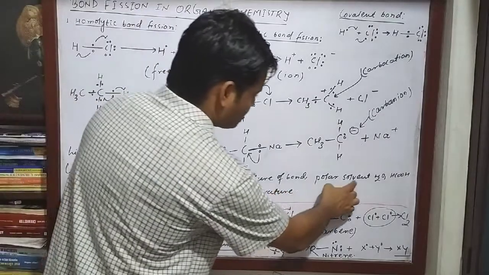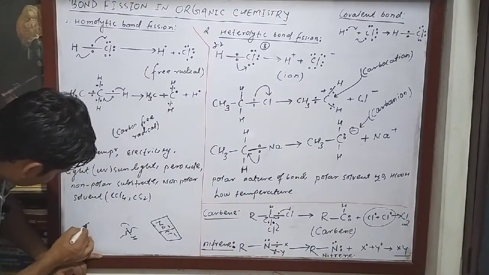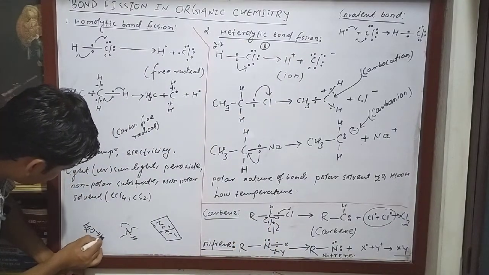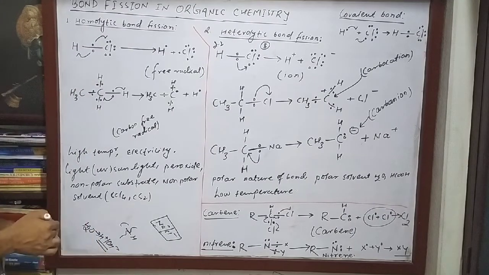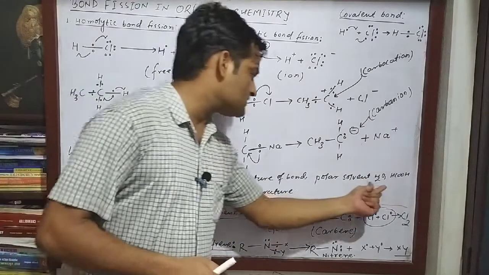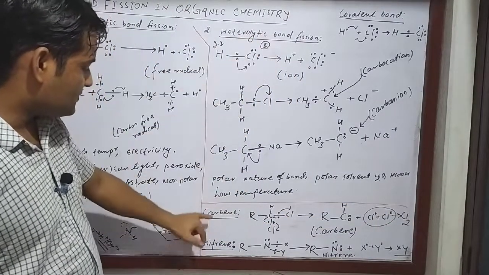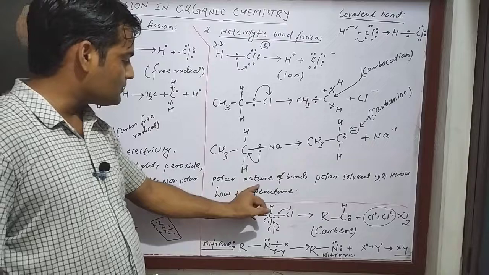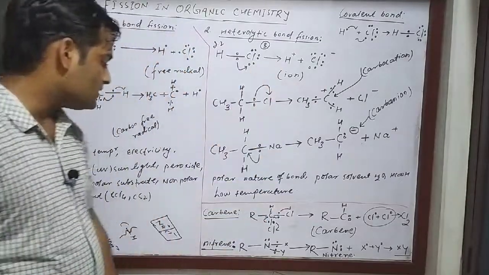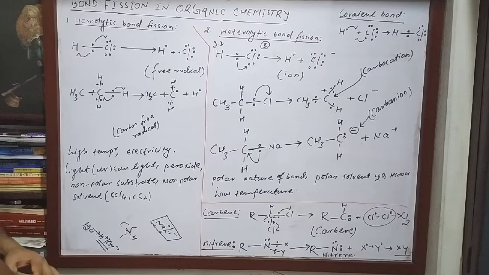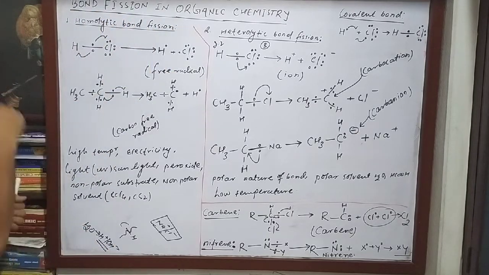And similarly, polar solvent, suppose when we take a water molecule, H2O, this water molecule ionizes to give H+ and OH-, therefore it is an ionic solvent, and in the presence of ionic solvents like water and HCOOH, there is always heterolytic bond fission. Similarly, when we carry out a reaction at room temperature or low temperature, there is also heterolytic bond fission. And this is the homolytic and heterolytic bond fission.